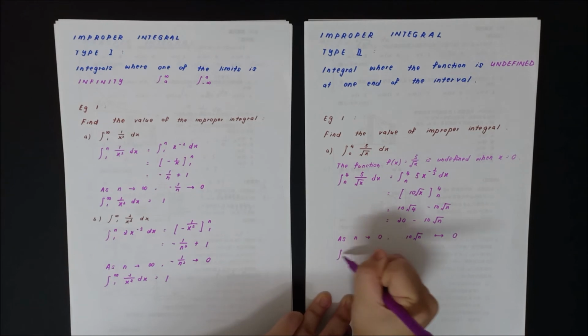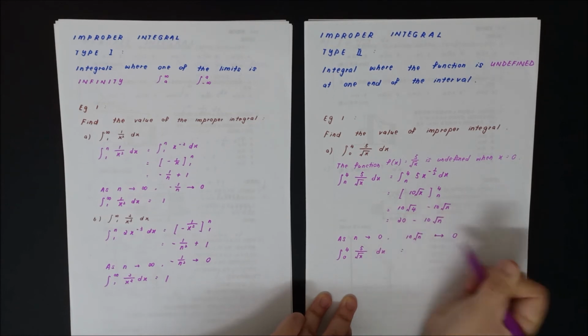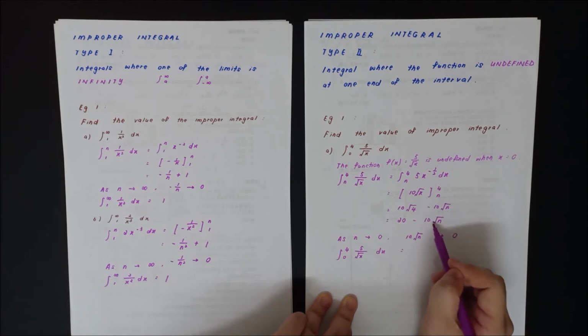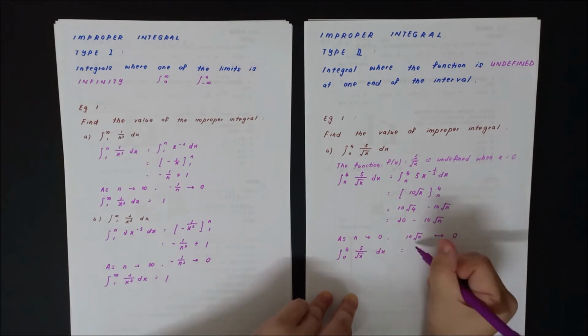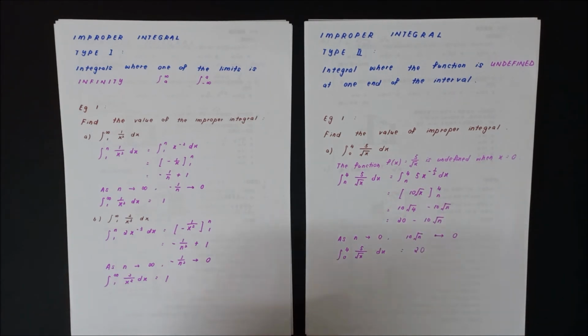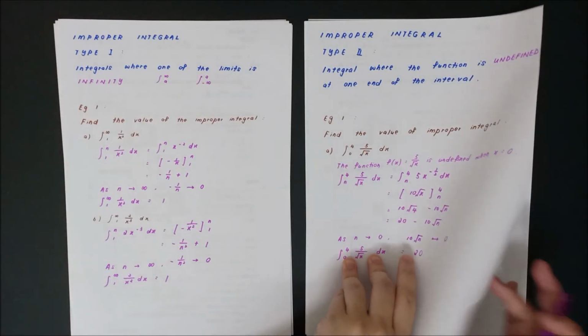So that's why for 0, 4, 5 over square root x dx is going to be equal to, so this one approaches 0 already. So 20 minus something that is very small, approaching 0, so you get 20 only. Okay, so now let's look at example 2.